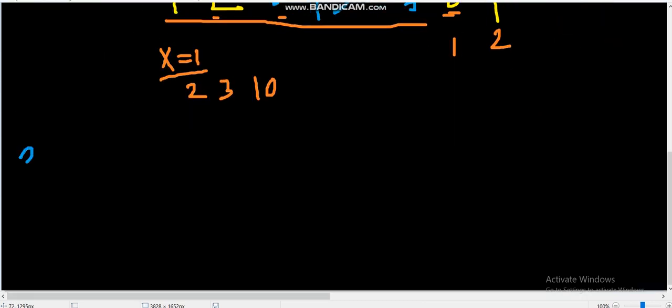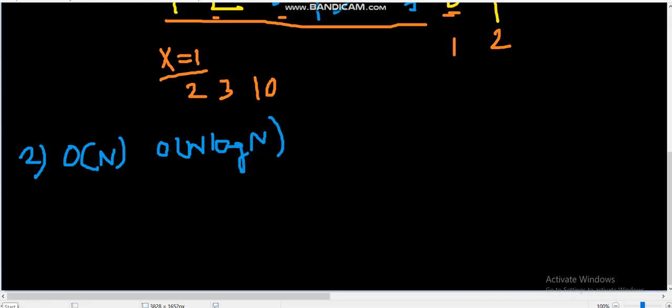So our overall time complexity could be order of N, or order of N log N, or N log (A plus B), you can say, but we are not going into that. So our overall time complexity could be order of N or order of N log N. Now how are we going to solve this?